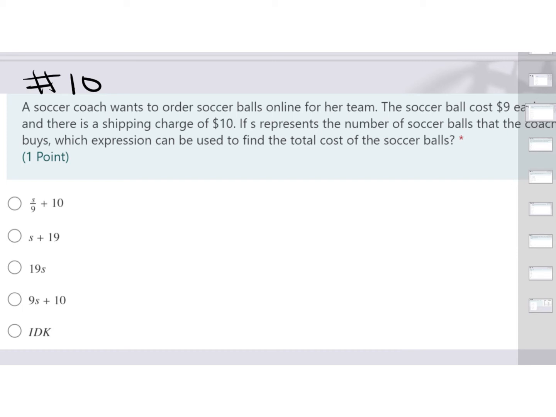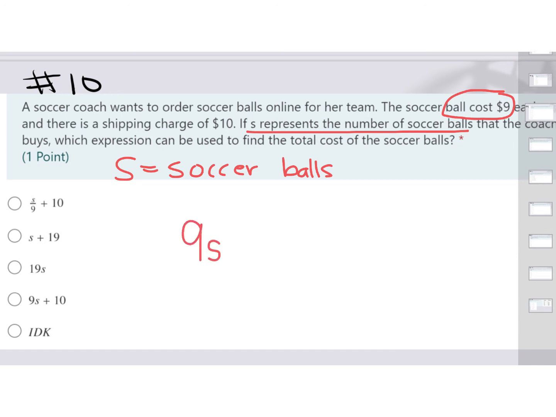Okay, so we know our unknown here is S, which they said represents the number of soccer balls. And they're saying that each ball costs $9. So to represent that, we would do 9S, multiply 9 times S, because we could plug in any amount of soccer balls and figure out how much it's going to cost.